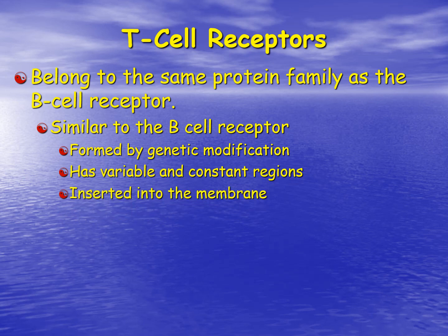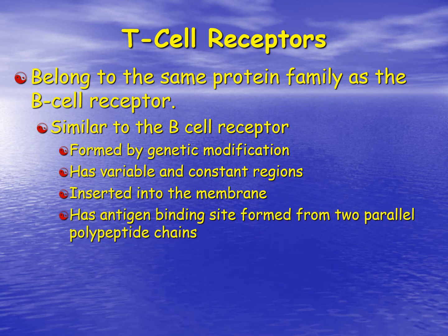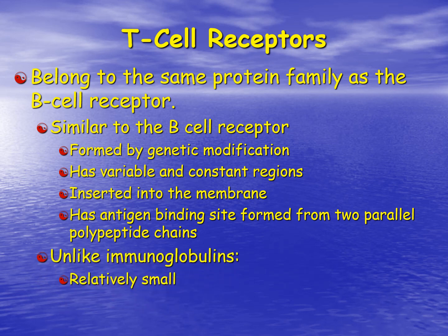They are actually inserted into the membrane just like the B cell receptor, but they have antigen binding sites that are formed by two parallel polypeptide chains. Unlike the immunoglobulins, T cell receptors tend to be relatively small, and they are never secreted by plasma cells.